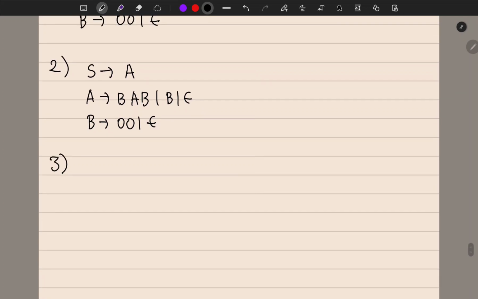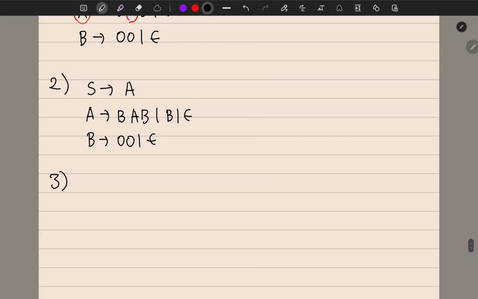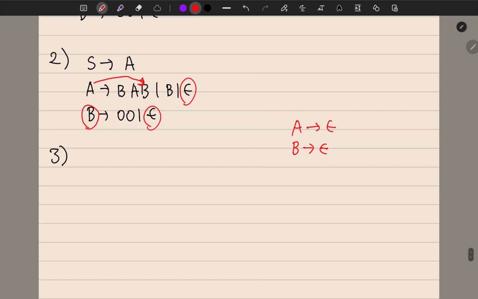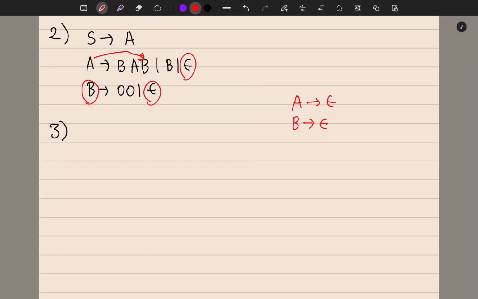The third and fourth steps are the critical steps of this conversion. Please watch carefully. In the third step, we have to remove every null production. What are the null productions? There are two null productions here: A gives epsilon and B gives epsilon. Which one will we remove first? We will follow a technique to remove the simpler null production first. Here you can see that B gives a null production, but B is used in A, I mean A produces B. If we follow this technique, we will have greater convenience in solving this problem. We will remove B first.